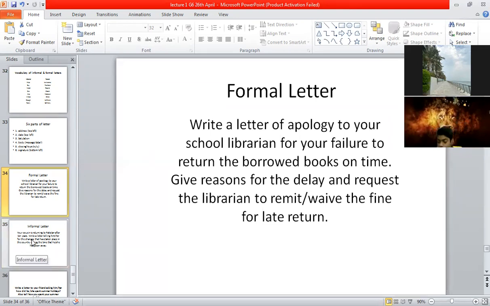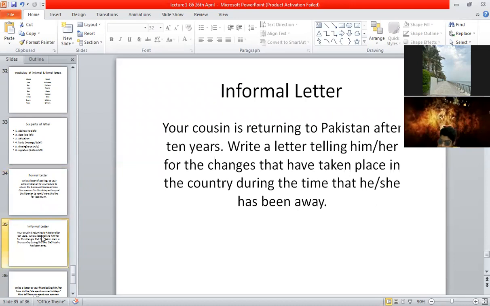Next letter is informal letter. Your cousin is returning to Pakistan after 10 years, and you have to write a letter telling him or her the changes that have taken place in Pakistan within 10 years. So think about those changes which have taken place in Pakistan within 10 years.